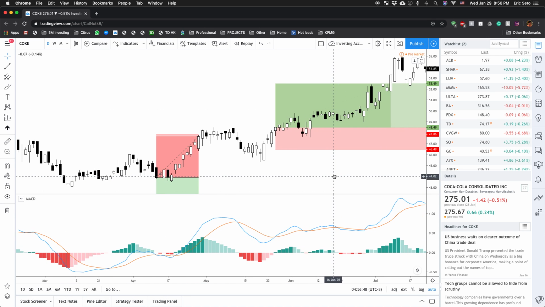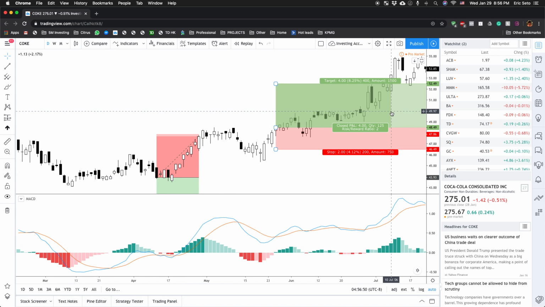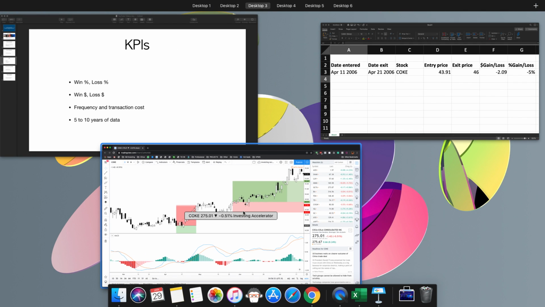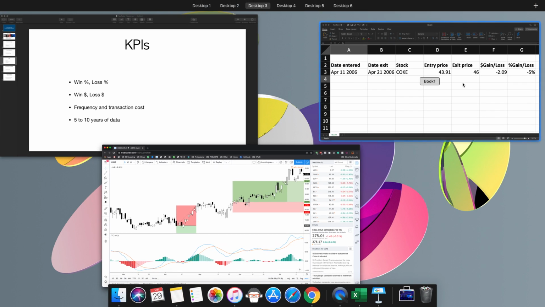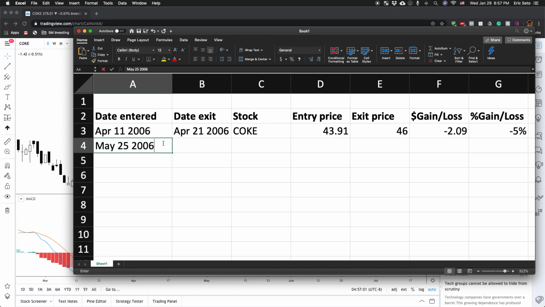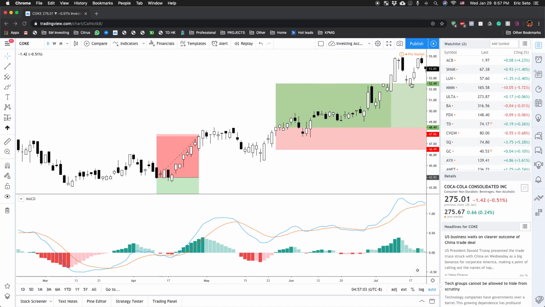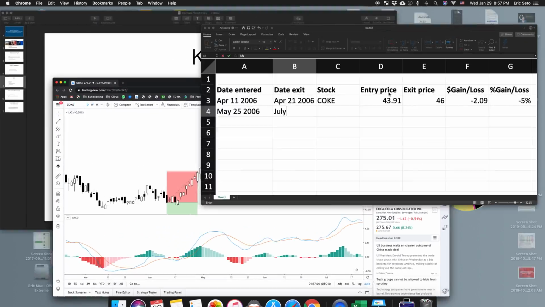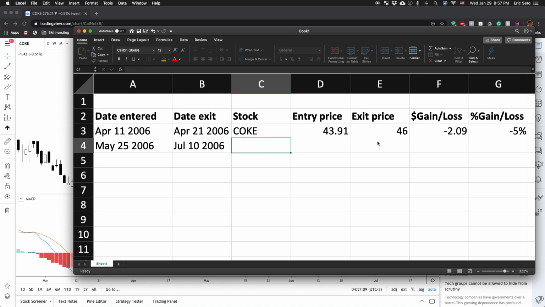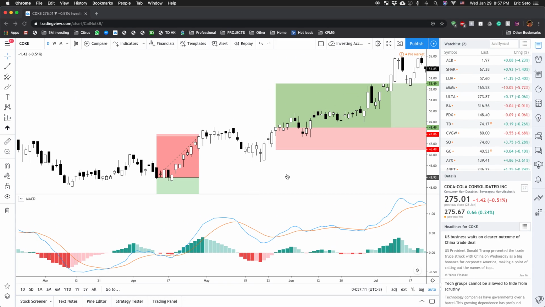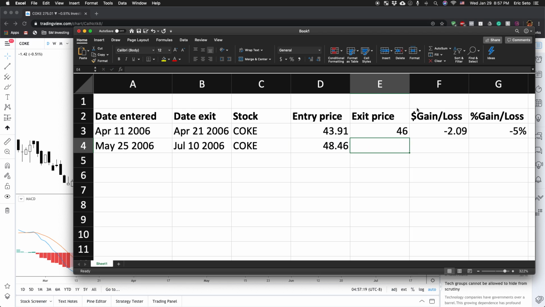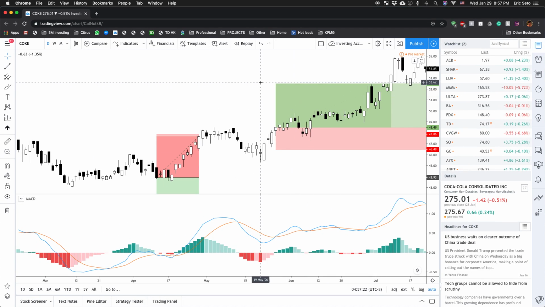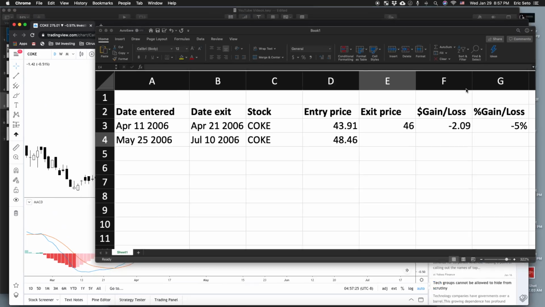You can see that I exited right here on July 10th, 2006. In this case, I entered May 25th, 2006. This is Coke. My entry price this time is 48.46, and my exit price this time is 52.54.